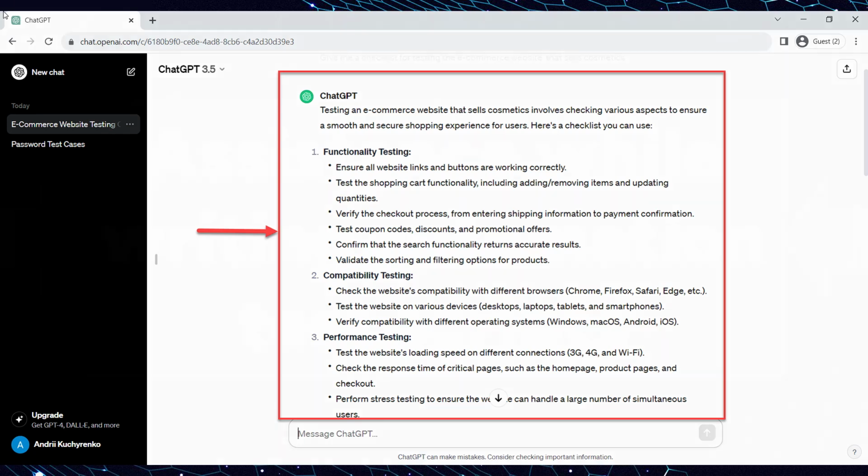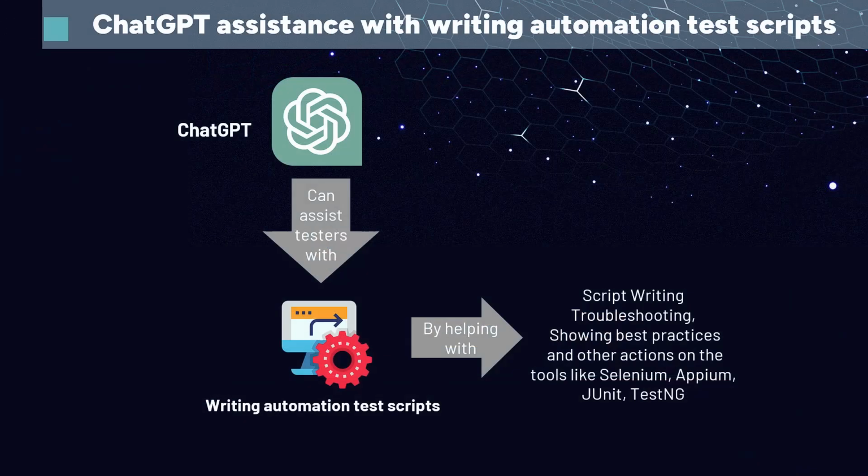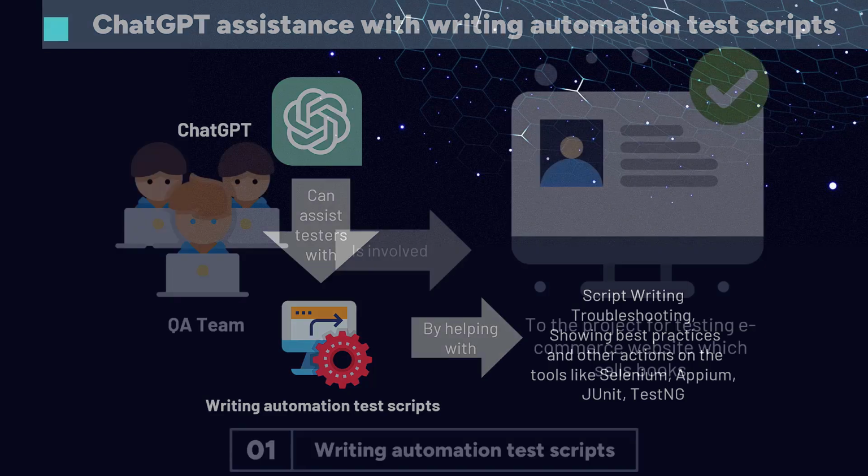Let's move on to the next case where the QA engineer might use ChatGPT, and that is 5. Assistance while writing automation test scripts. ChatGPT can assist testers with writing automation test scripts by helping with script writing, troubleshooting, showing best practices and other actions on the tools like Selenium, Appium, JUnit, TestNG. Let's consider the example of such a process.